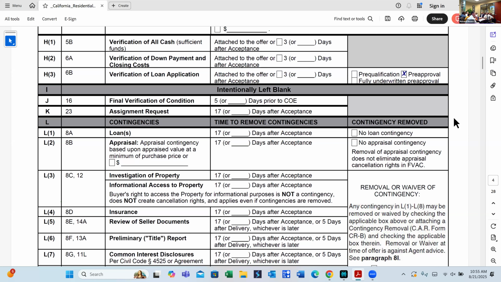So that's the purpose. Is the property in the condition in which I found it as of the date of acceptance? Any repairs that the seller agreed to, are those completed? So we talk about final verification of conditions. The question comes up, well, they didn't paint this wall, that was going to be $150. I don't want to close escrow. Well, that would not be a material item.